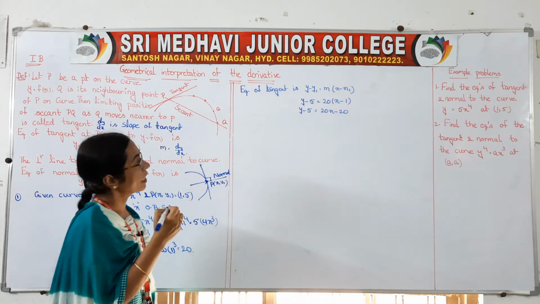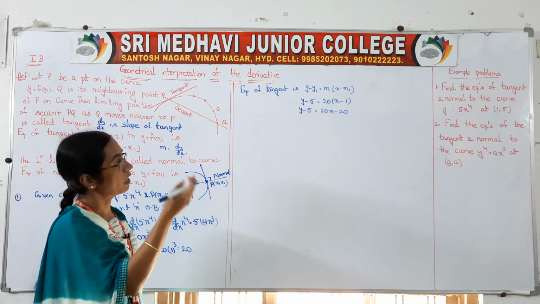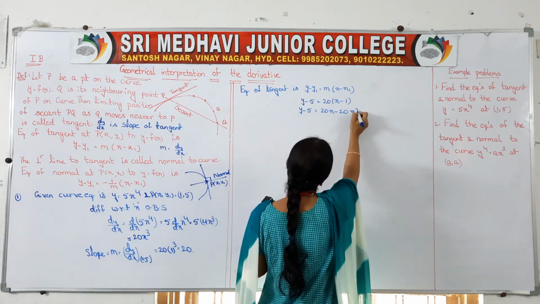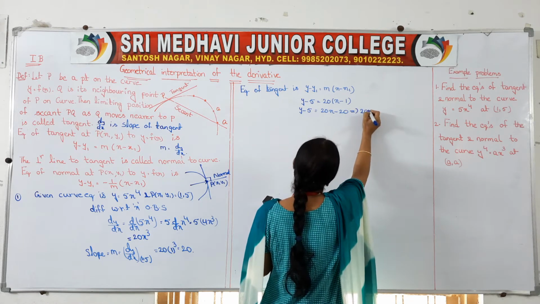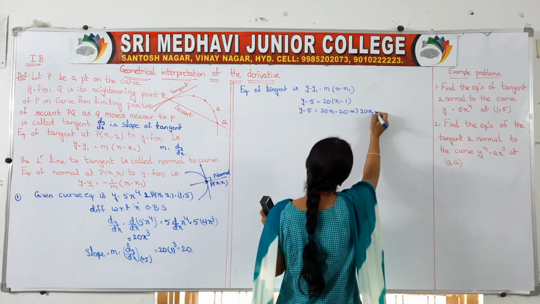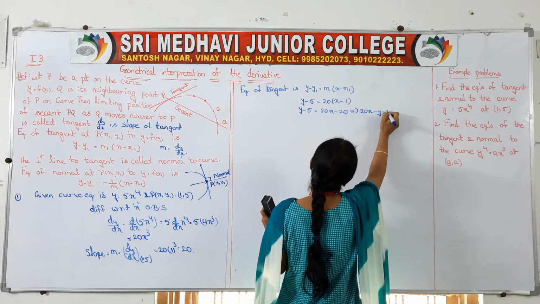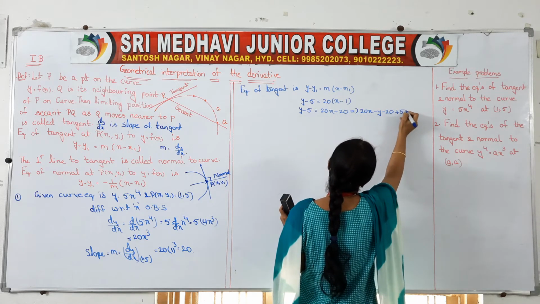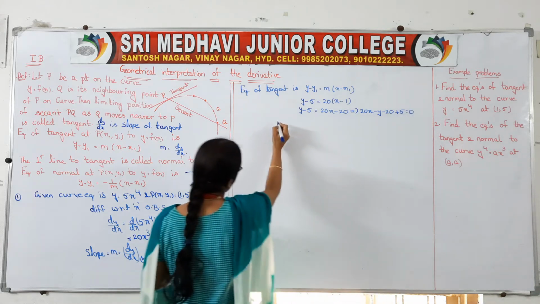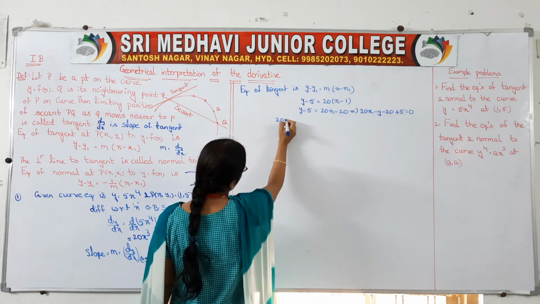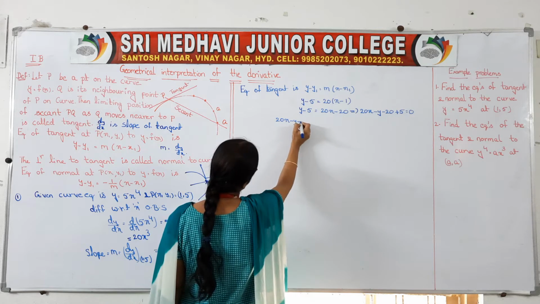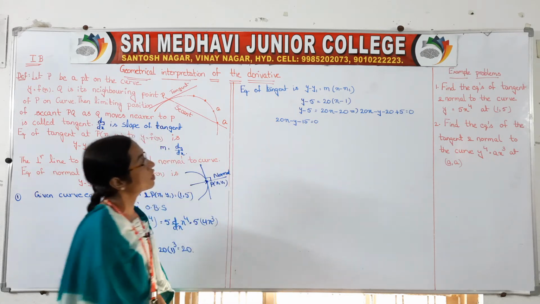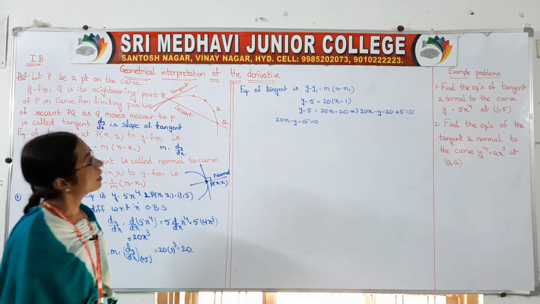It is a line equation, so first the x term, then the y term, then the constant term. So send these values to the other side. What happens? 20x, send y that side, minus y, minus 20 is there, and plus 5 is equal to 0. So its equation is 20x minus y minus 15 is equal to 0, which is the equation of the tangent.